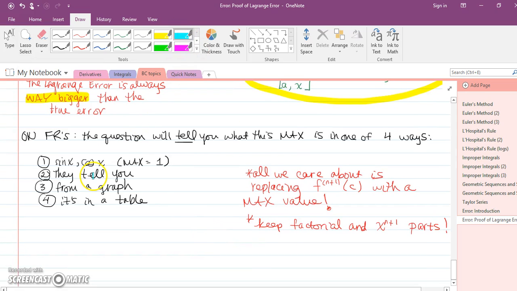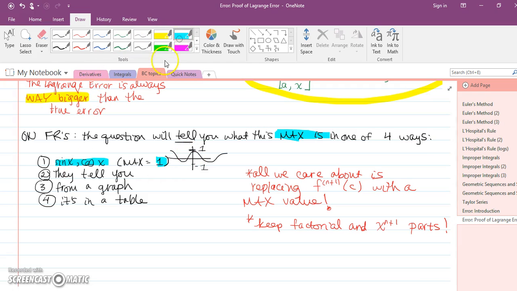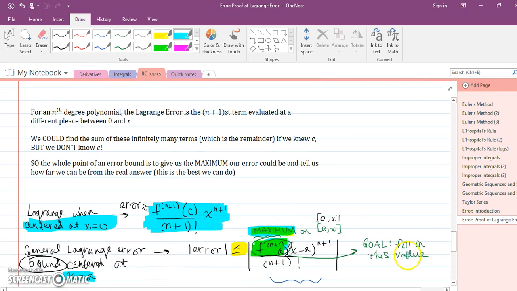If you remember these 4 things, then you can answer any Lagrange question. They're going to tell you what the max is in one of 4 ways. They're either going to have a Taylor series that involves sine and cosine, in which case the maximum is always 1, because if you think about a sine graph or a cosine graph, they're the same thing, just shifted. It always goes up to 1. It goes down to -1, but the maximum is going to be 1. They might just flat out tell you what the maximum is. You might have to get the maximum from a graph, and you might have to get the maximum from a table. Keep in mind, all we care about is replacing this piece, which is right here, with that maximum value.